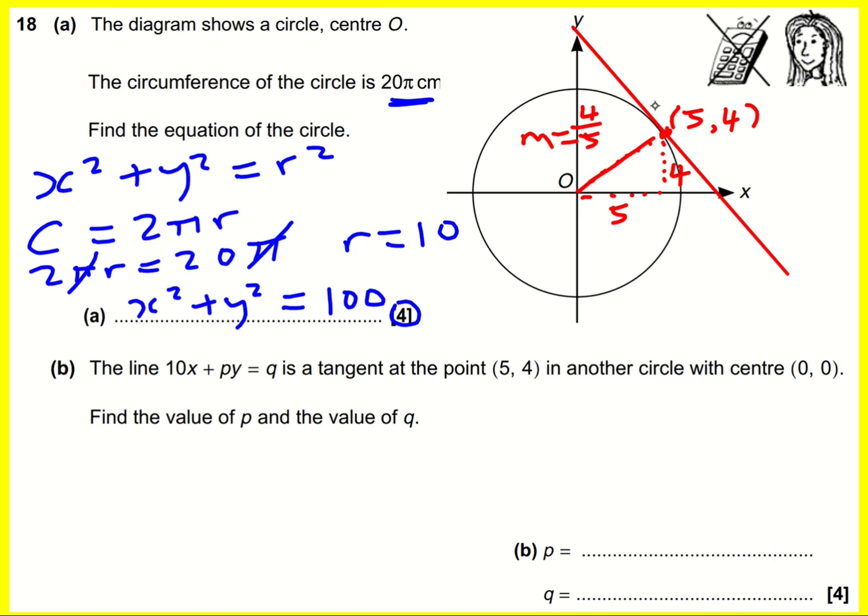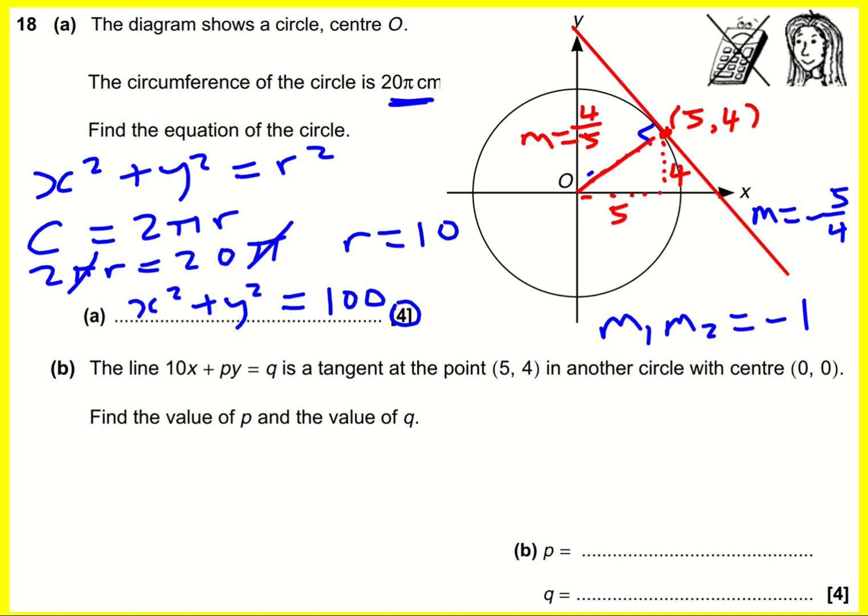Now, why is that useful? Because these are right angles. The radius and the tangent meet at right angles, and therefore they are perpendicular. And that means the gradient of the tangent is going to be minus 5 over 4, because for perpendicular lines, the gradient times the other gradient is equal to minus 1. And what you can do is take the fraction, flip it round, and make it negative. These two will multiply to give minus 1, because the 5s will cancel, the 4s will cancel, we'll just be left with a negative.